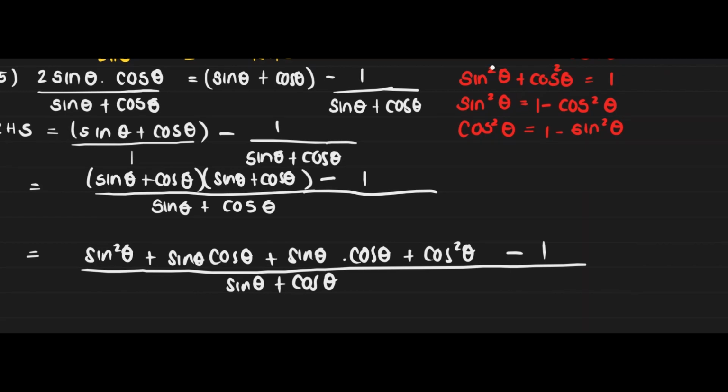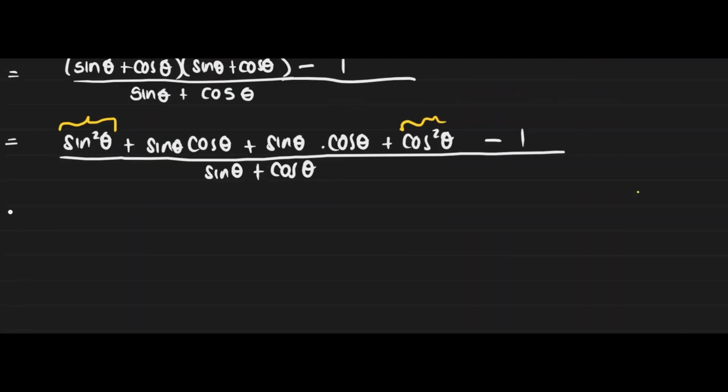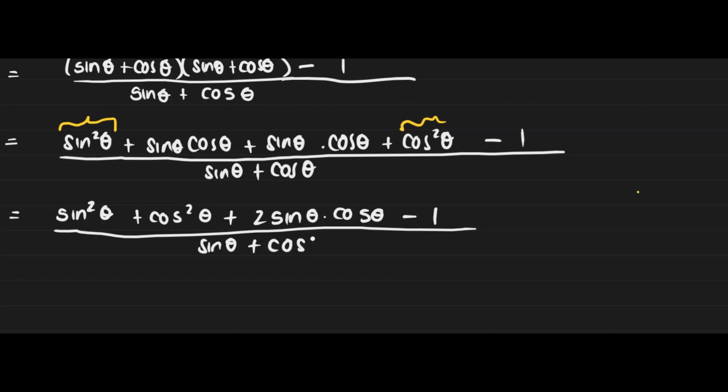Looking at the identity, we see one of our identities has sine squared theta and cos squared theta. Look at this. We have here sine squared theta positive, and here cos squared theta, which is positive. So we can rearrange this so that we can say it's 1. So let's do that. It's going to be equal to sine squared theta plus cos squared theta plus 2 sine theta cos theta, right, minus 1, divided by sine theta plus cos theta, right?